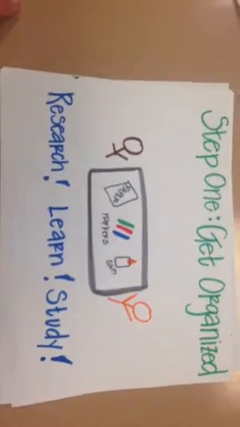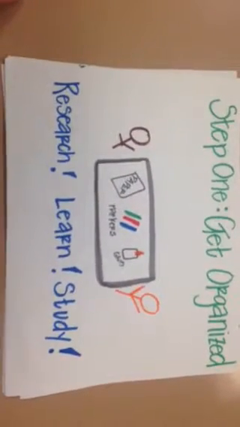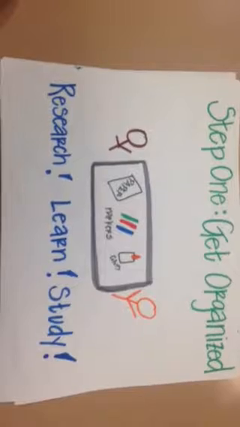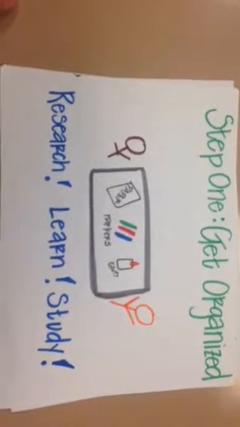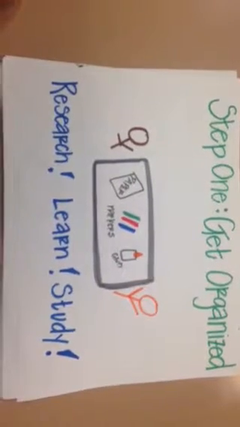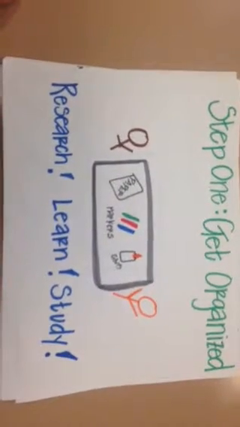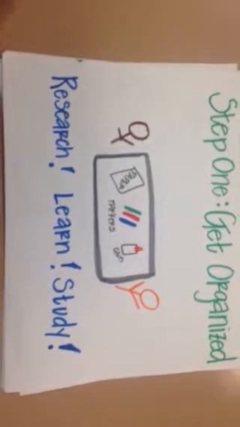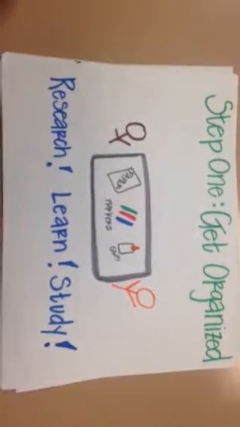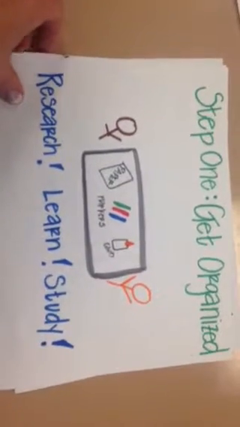Step 1, get organized. Get your group organized with your materials that you need. You're also going to research your region of the 13 colonies. You will use the textbook called Creating America, and you might be able to use a form of technology to research if you don't have enough information.